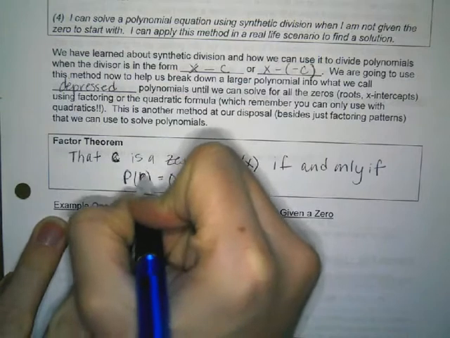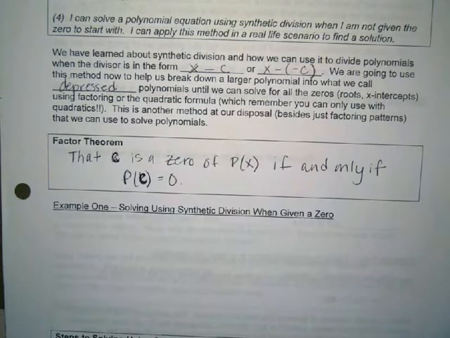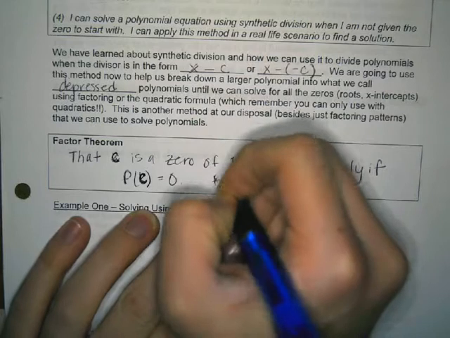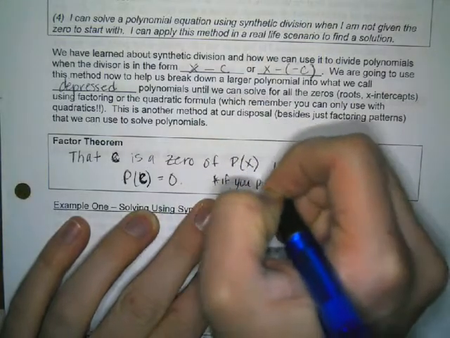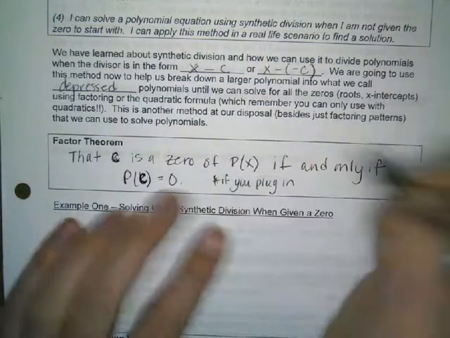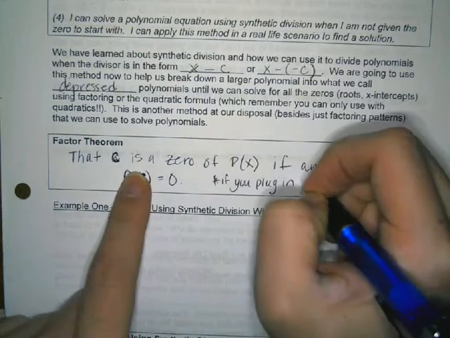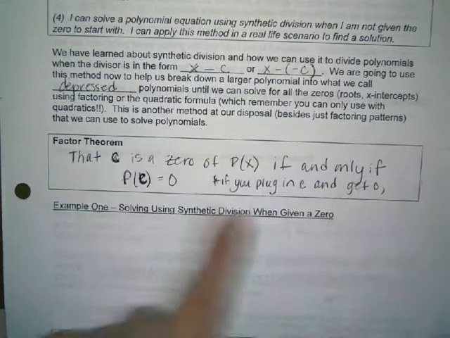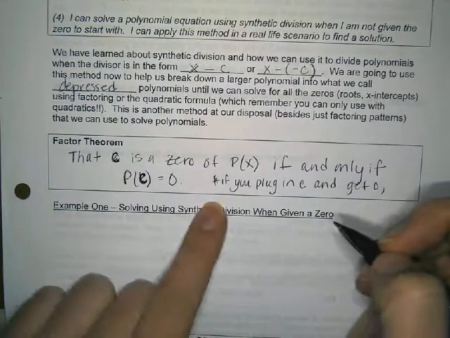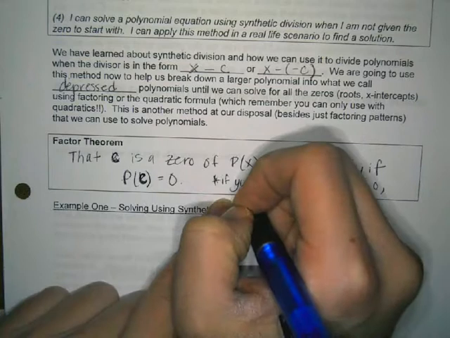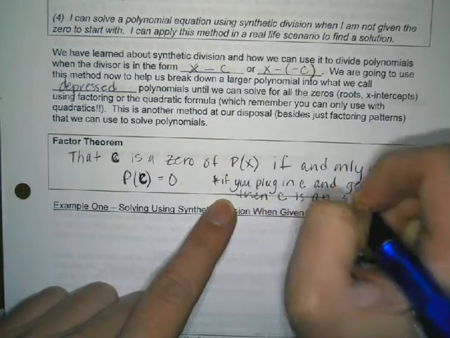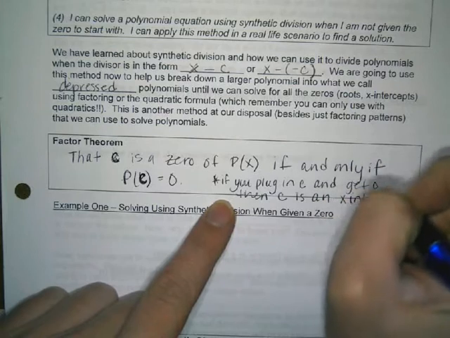Let's adjust that to a c. So we can say that c is a 0 of p of x if and only if p of c equals 0. Meaning, if you can plug in c and get 0, then c is an x-intercept. That's another way to look at it.